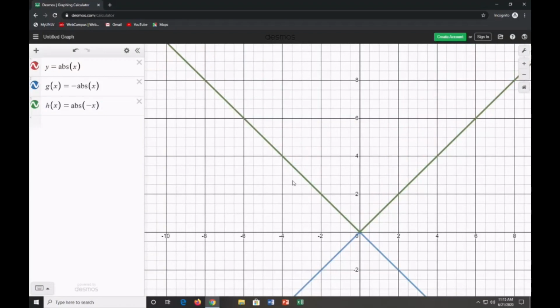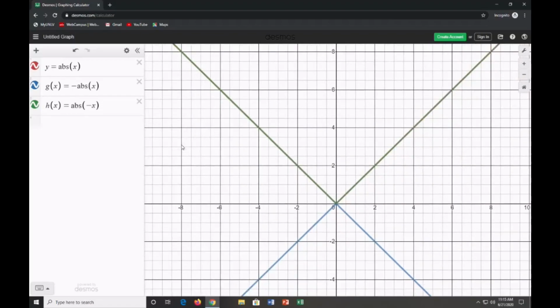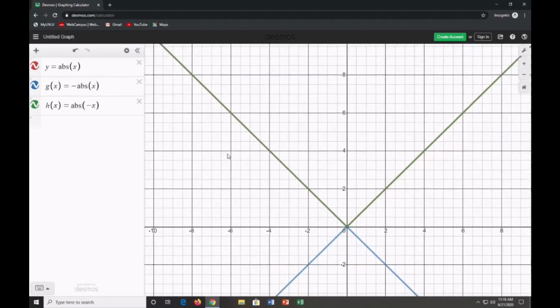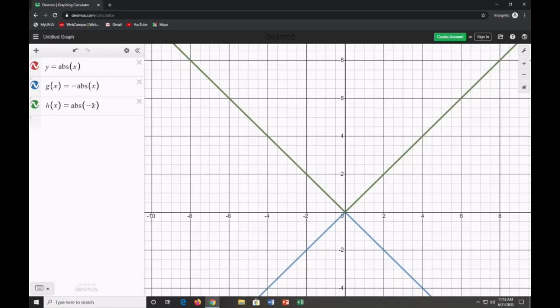So what is happening here? The red one is there, but you don't see it. Why? Because the arms flipped across the y-axis and superimposed over the original absolute value function. Do you see what happened? When we put the negative inside the absolute value function, the arms of the red absolute value curve were flipped across the y-axis, and then they were superimposed over the red one.